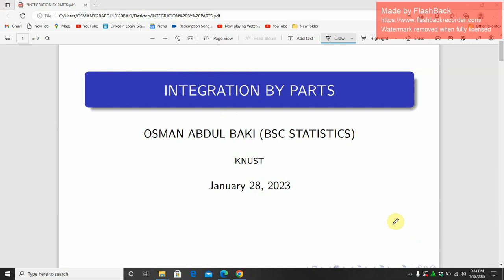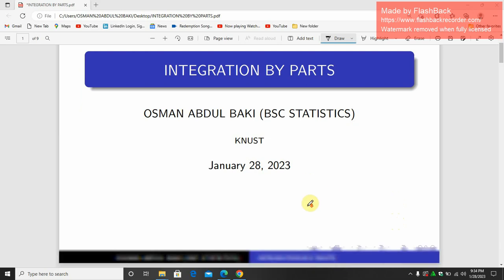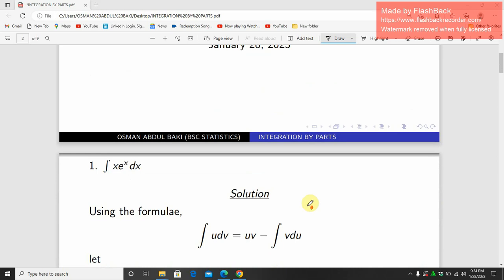Last 2 days we had teachings on integration by substitution, and today we would like to talk about another angle, integration by parts. So without wasting my time, let's go straight to the question.